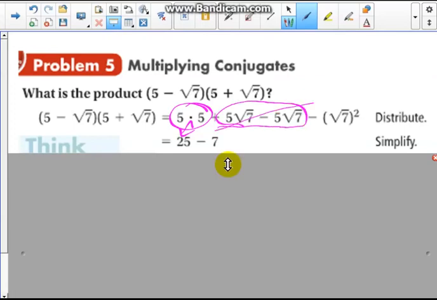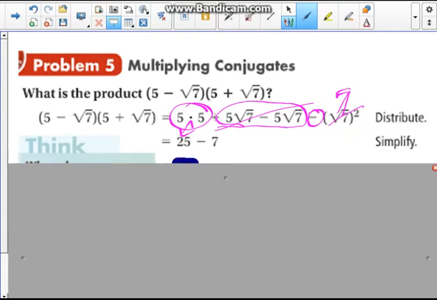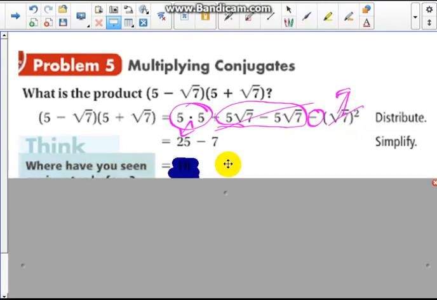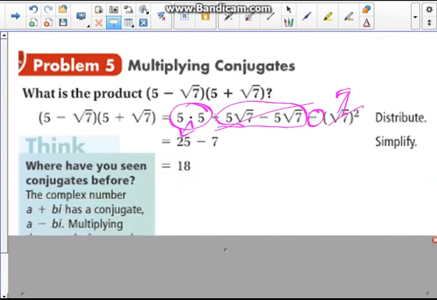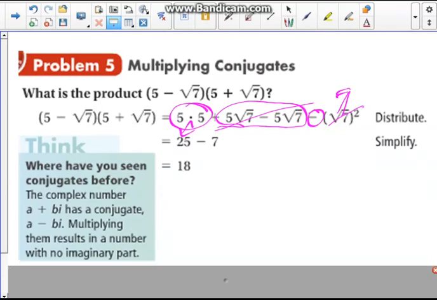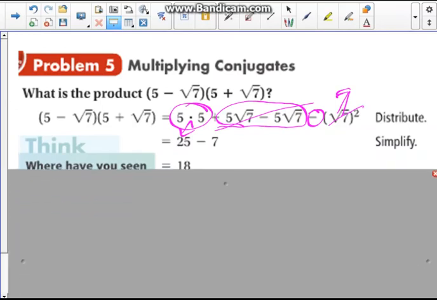Your middle two terms cancel each other out to 0. And then radical 7 squared is just 7. So you've got your minus 7. So 25 minus 7. Now, when you calculate that, 25 minus 7 is 18. So remember, we did these in Algebra 1.